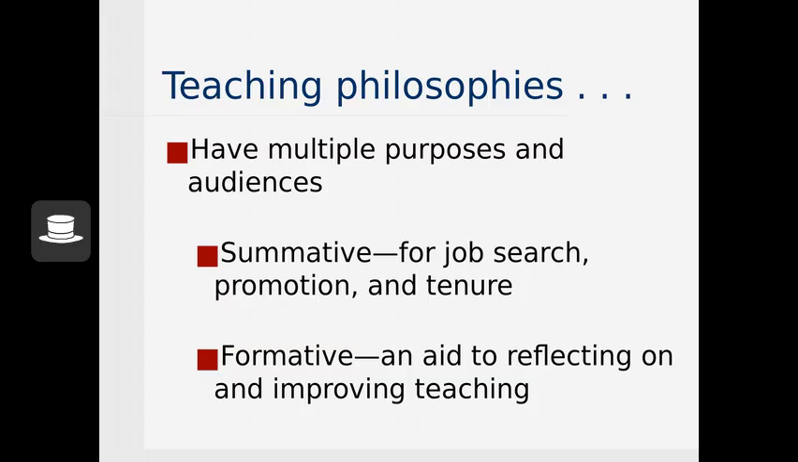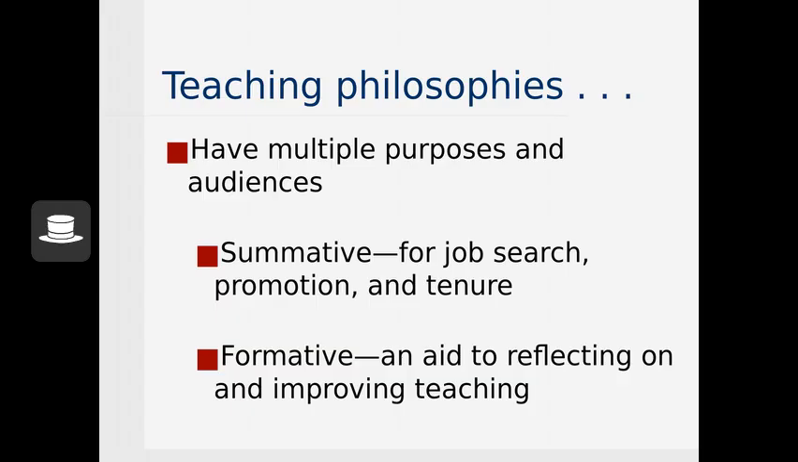But teaching philosophies also have an important formative function, and that is they serve as an aid to reflecting on your teaching. They can be useful to share with colleagues as a means of starting a conversation about teaching, or really as a tool for you to think about how well you're enacting your attitudes, values, and beliefs about teaching.